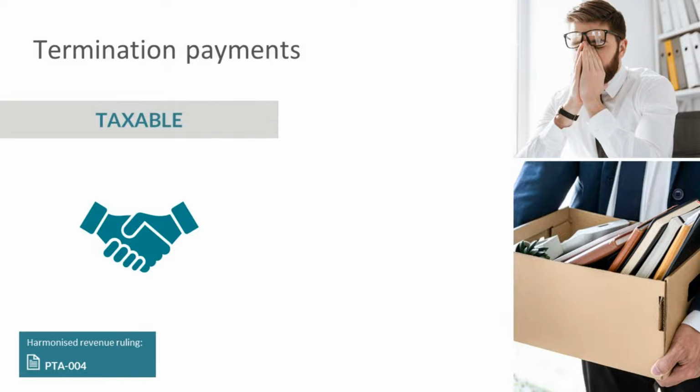Payments made on termination are taxable and need to be declared. This includes pay in lieu, contract payouts, severance payments, golden handshakes, and leave paid on termination. The exception to this rule is the income tax-free component of a genuine redundancy or early retirement scheme. This amount will be listed as Item D on the PAYG summary. All other payments made on termination need to be included. The revenue ruling for termination payments is PTA 4.